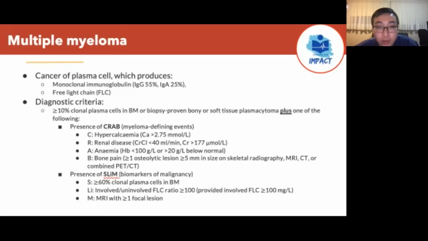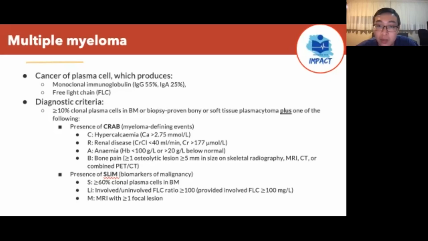Cool. So in terms of presentation, multiple myeloma presents, I'm sure you are all aware, with CRAB symptoms. I have what CRAB stands for listed on the slide. C stands for hypercalcemia. Biochemically, we define hypercalcemia as calcium above 2.75. R stands for renal disease, so creatinine clearance less than 40 or creatinine above 177. That seems arbitrary, but it's converted from the American units.